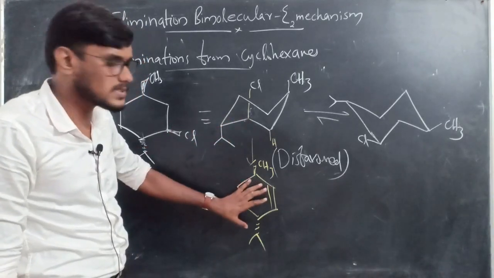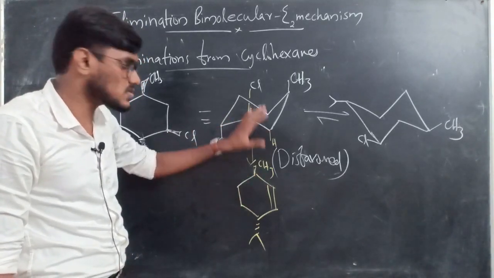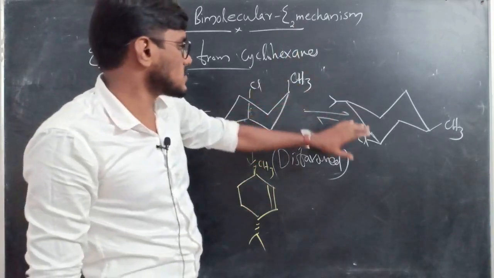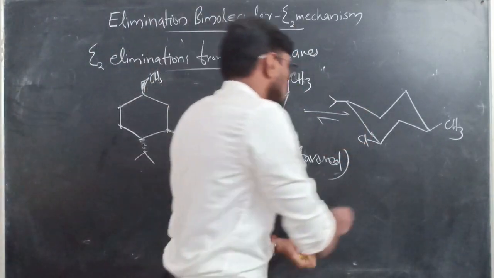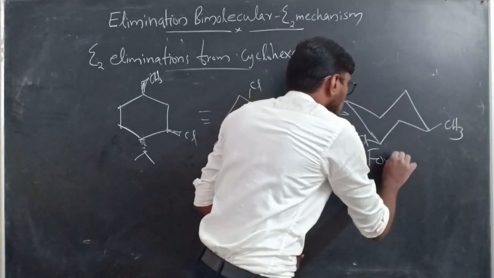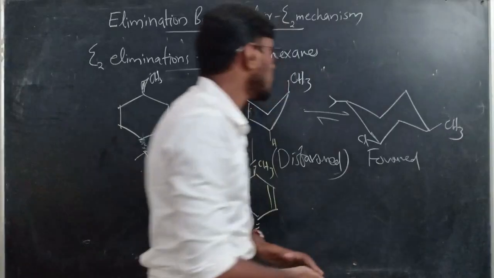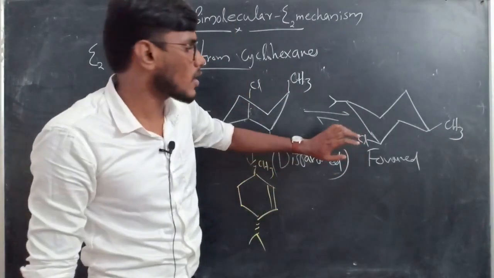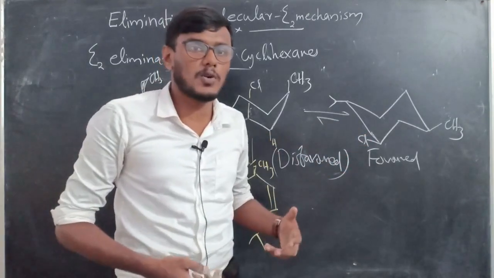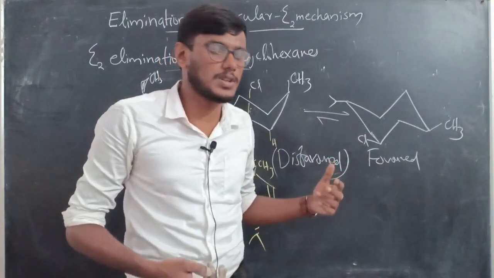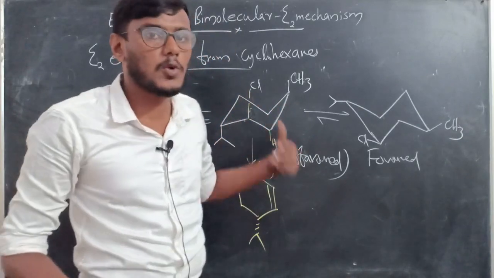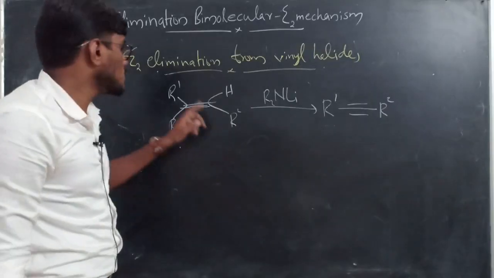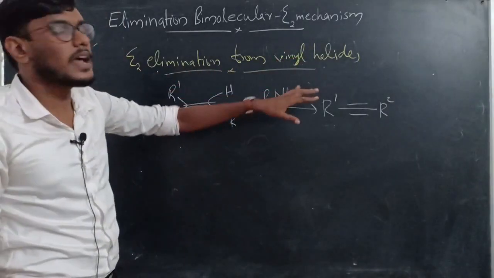It gives the product like this. It's 250 times slower, but this is the favored conformation. This is the favored one, but here there is no axial chlorine. So that's about the cyclohexyl E2 elimination, that means menthyl chloride and neomenthyl chloride. Next, the E2 elimination from vinyl halides.